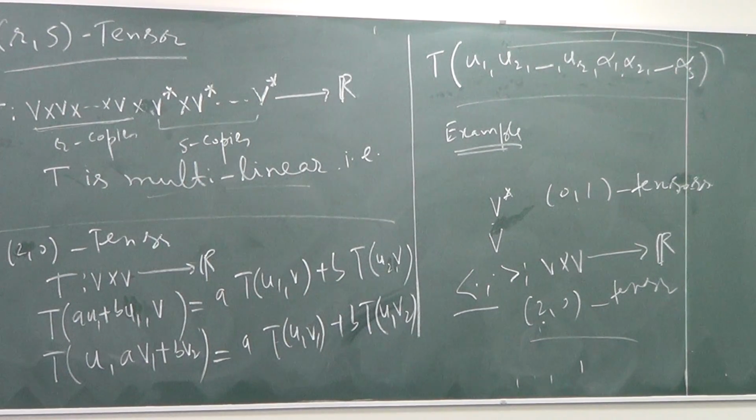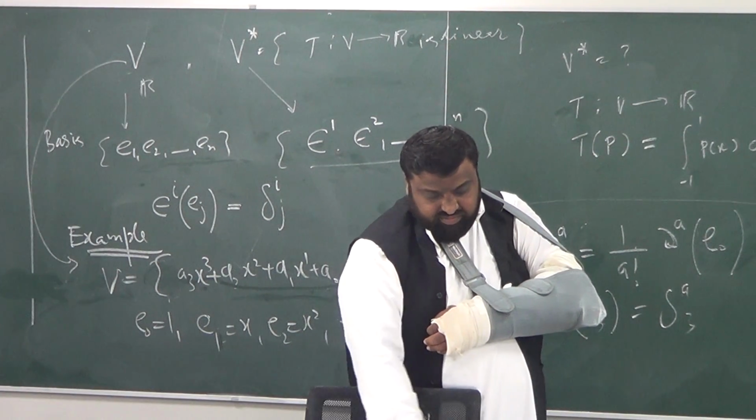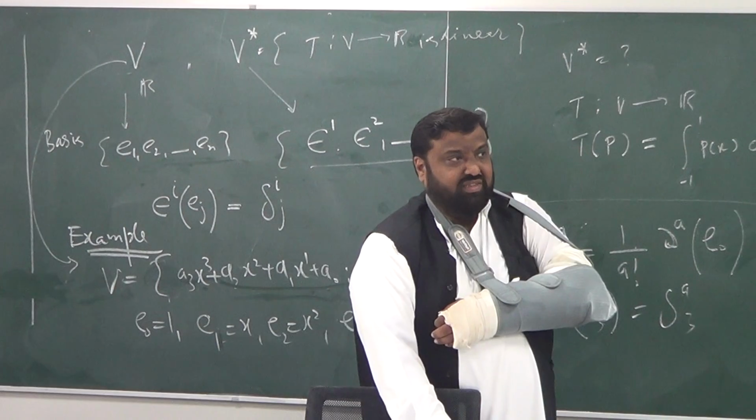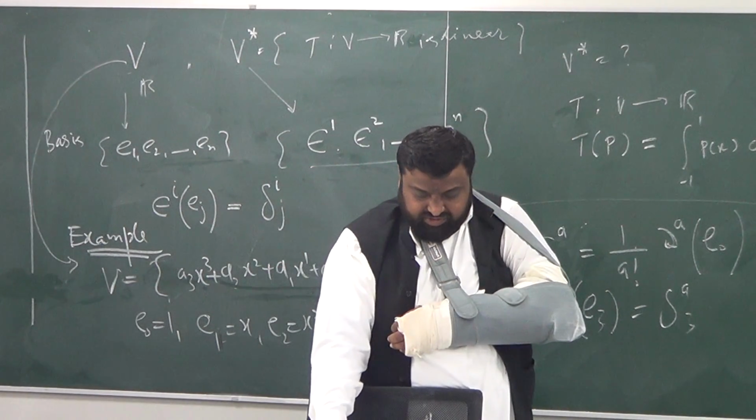How about these bases? What kind of tensors they are? 0, 0, yeah, 0, 1 tensor. And about these bases? 1, 0.